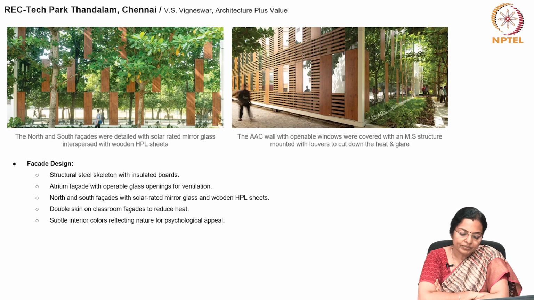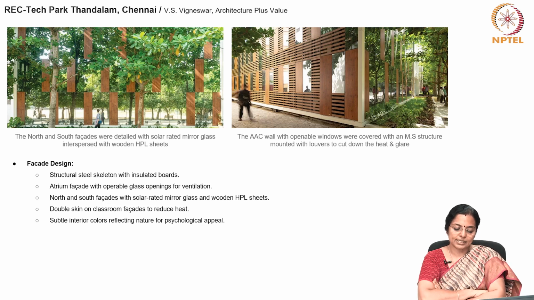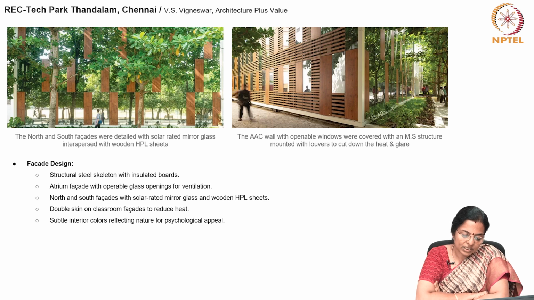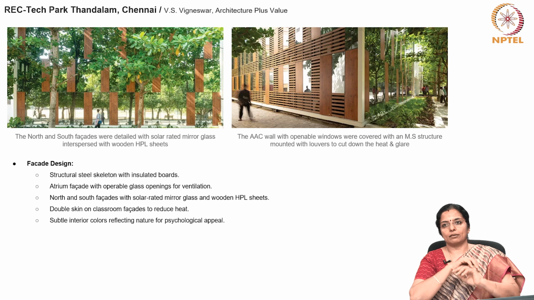Here you can see the north and south facades were detailed with solar rated mirror glass interspersed with wooden HPL sheets, with the facade having a structural steel skeleton with insulated boards. The atrium facade with operable glass openings for ventilation was present. Double skin was used on classroom facades to reduce heat, and subtle interior colors reflecting nature for psychological appeal.